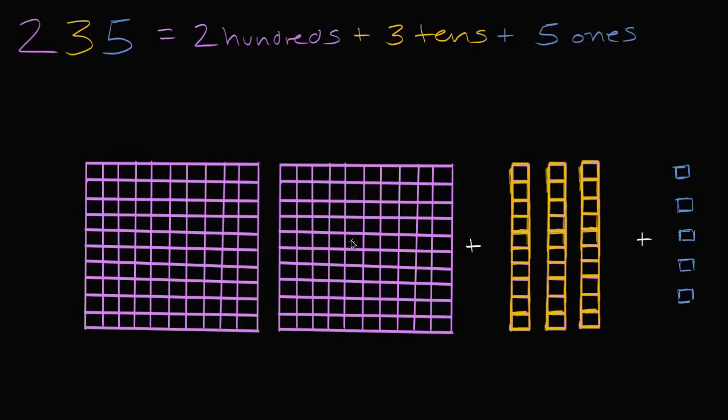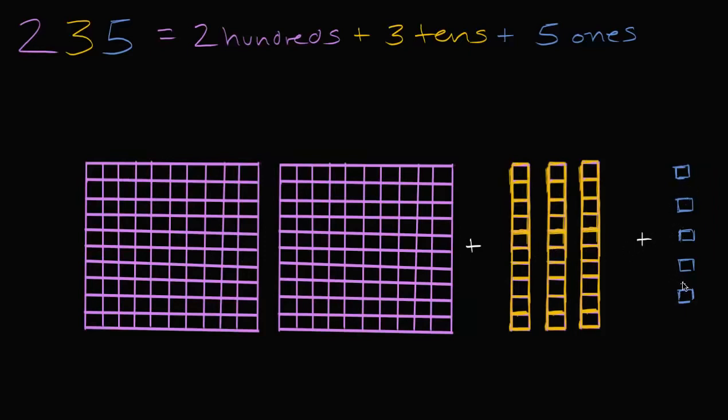And over here, I've actually drawn it out with that many boxes. This is 235 boxes. So you have two groups of 100 boxes. So this is 200. Then we have 3 tens, 1, 2, 3. And then we have 5 ones.